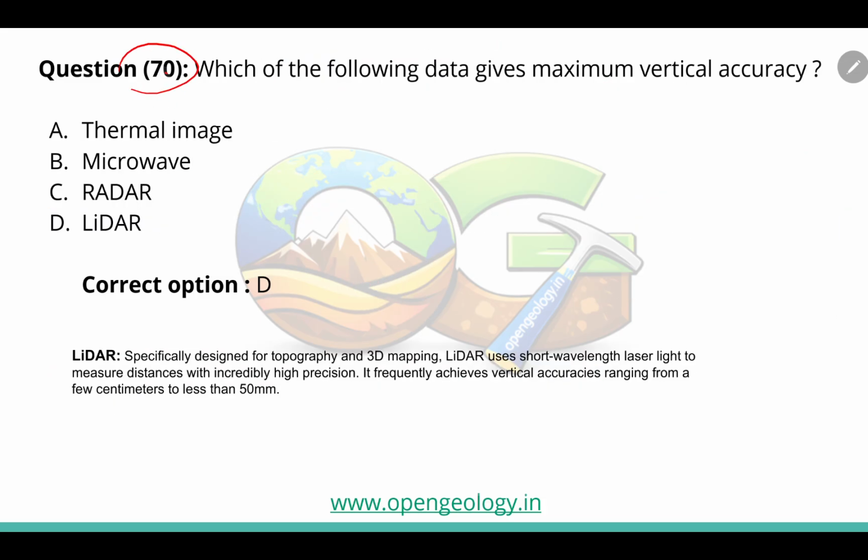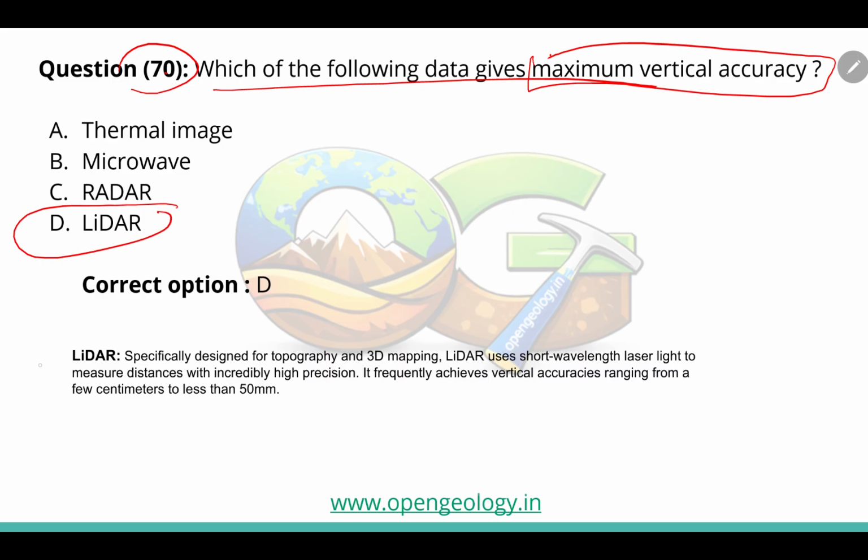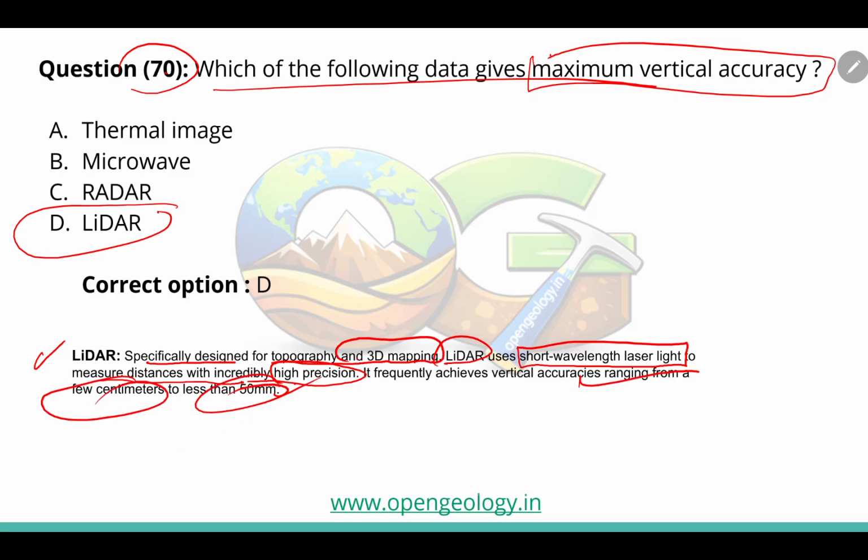Last question of this video is, which of the following data gives the maximum vertical accuracy? It is given by LiDAR. LiDAR depends on light, and is specifically designed for topography and 3D mapping. It uses a short wavelength laser light to measure distance with incredibly high precision. Accuracy can range from a few centimeters to even millimeters. So LiDAR is one of the most important for vertical accuracy.